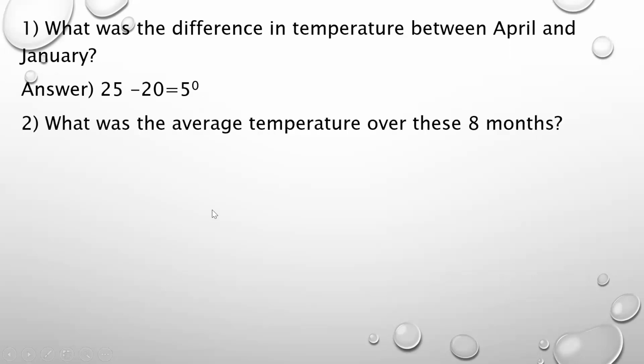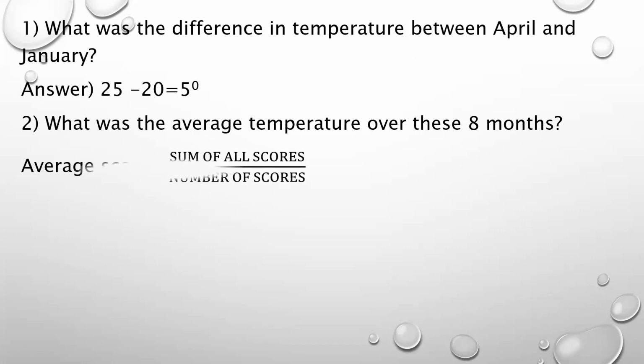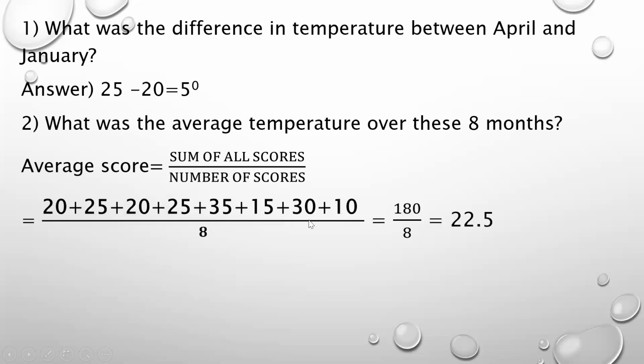Then what is the average temperature over these 8 months? What is the average? What is the method to find out the average? Average score is equal to the sum of all scores divided by the number of scores. Our scores are the temperatures, as you can see in the numerator with the plus sign, because they are asking for the sum, divided by the number of months in which the temperature has been observed, which is 8. The total is 180 divided by 8. We got 22.5 as our temperature.